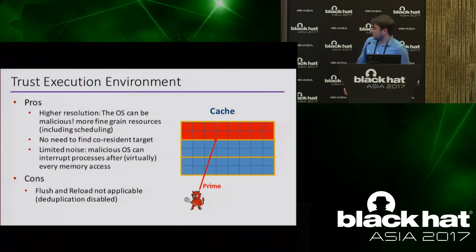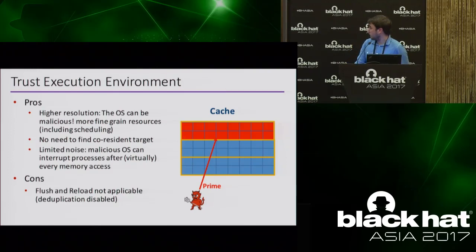But on the advantages side, I see many, right? For example, the OS can be malicious, and therefore you get access to resources that are not present in other scenarios. Also, we don't need to find a cross-core target. We just attack whatever is being run in the enclave. And you also get a limited amount of noise, because you can virtually stop the enclave after every memory access.